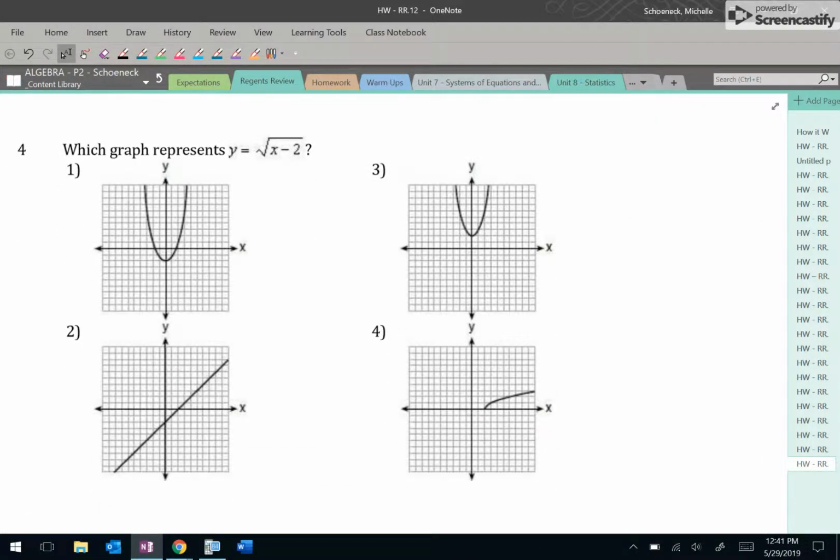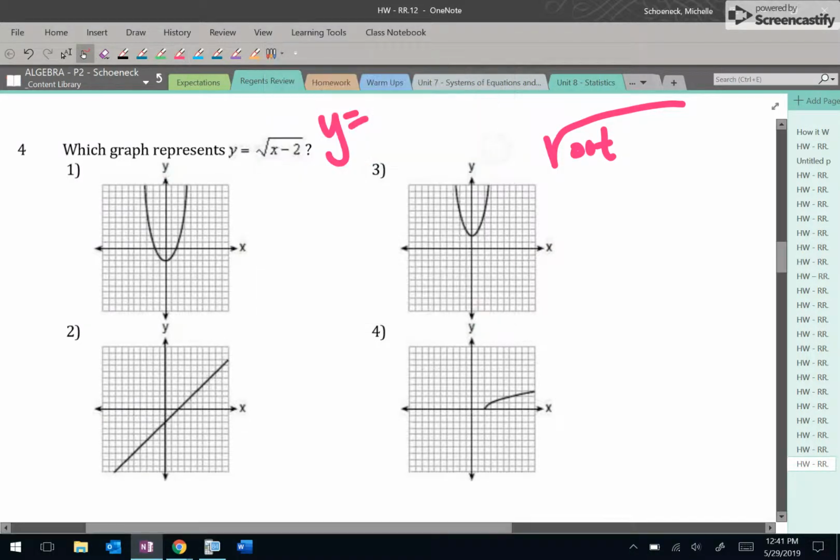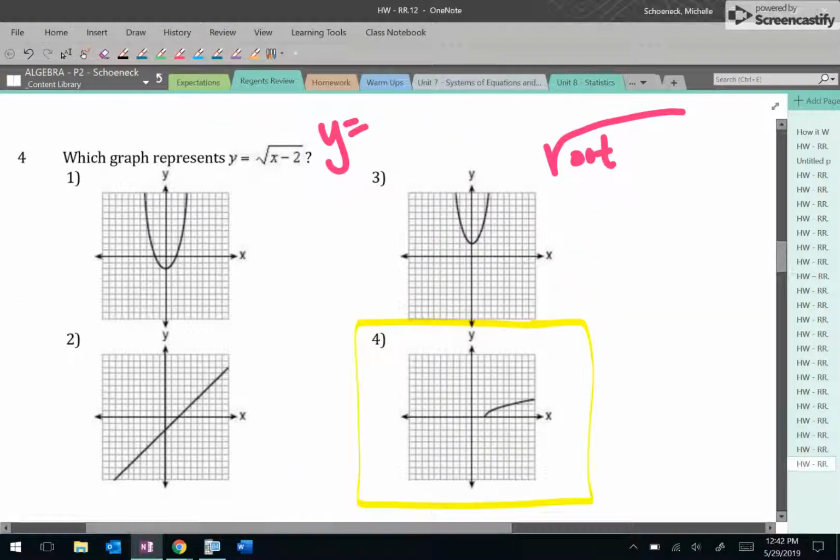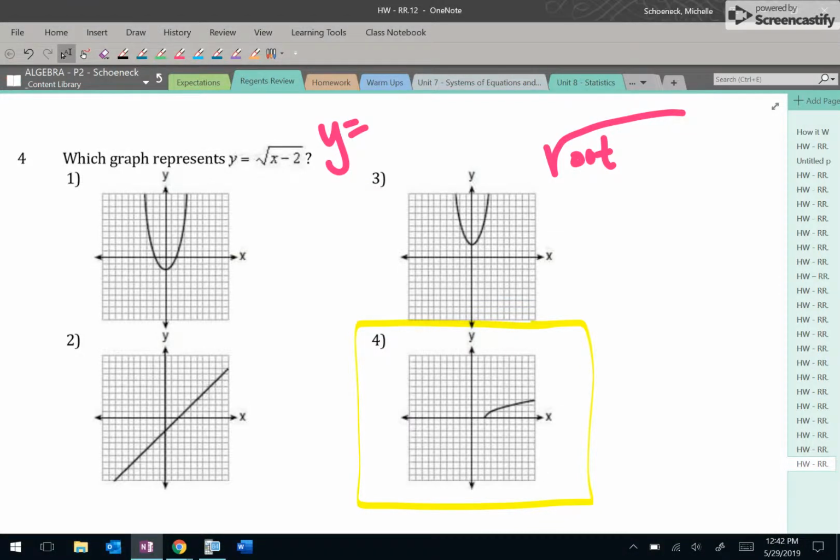Number 4, which graph represents y equals the square root of x minus 2? Well, there's two options. You can type that into y equals, or you can remember that the square root function looks like a lowercase r. It looks like answer choice number 4. That one would be a really easy, fast question for you to do.